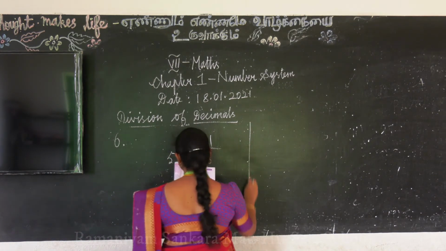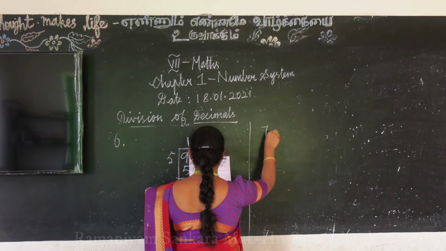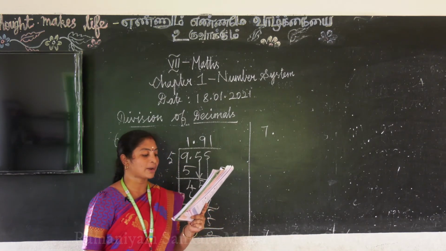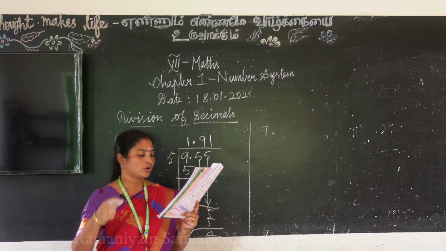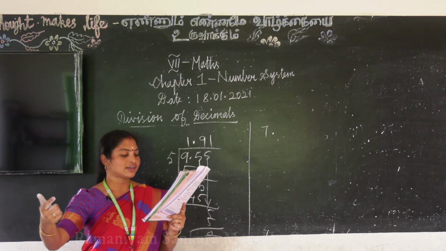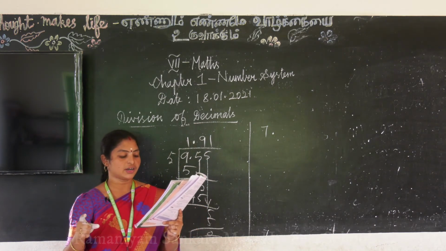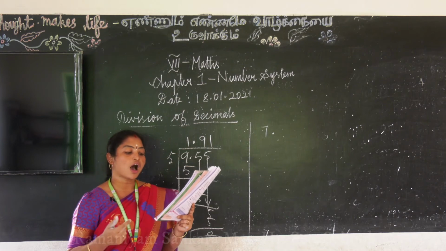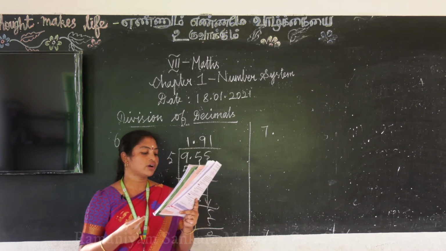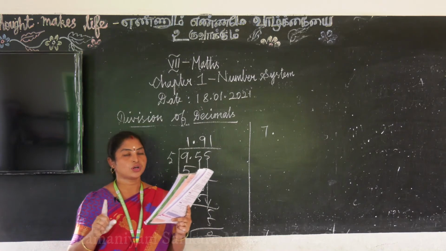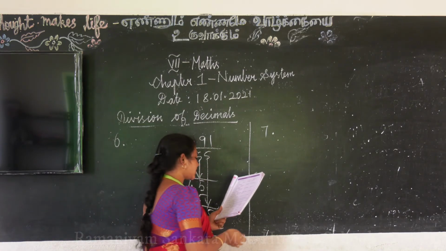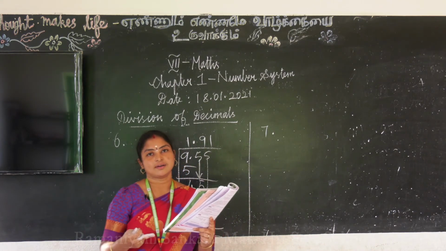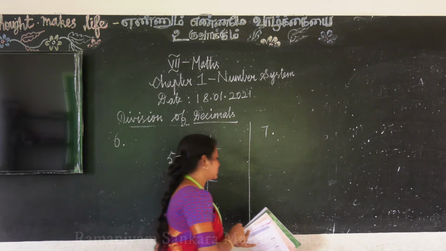Next, the 7th one. A vehicle covers a distance of 76.8 kilometers using 1.2 liters of petrol. So a vehicle covers 76.8 kilometers, which uses 1.2 liters of petrol. How much distance will it cover for 1 liter of petrol?